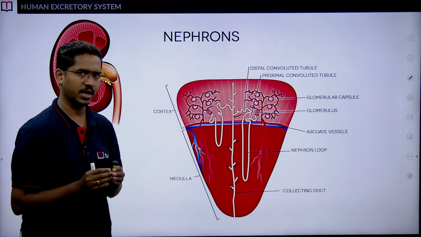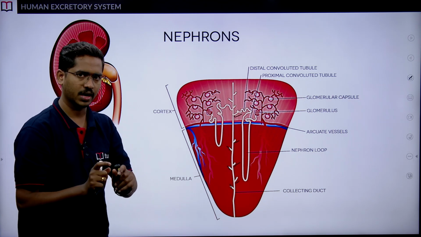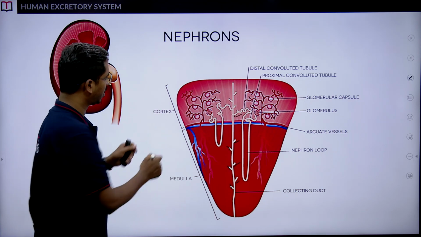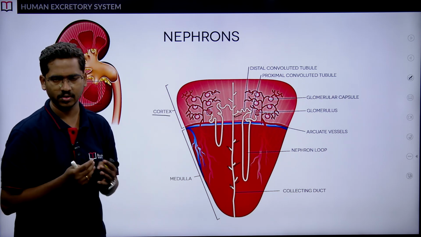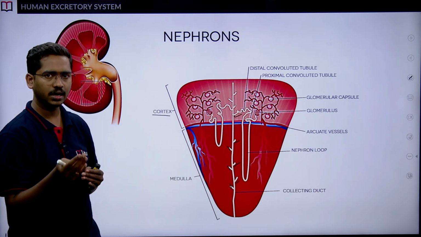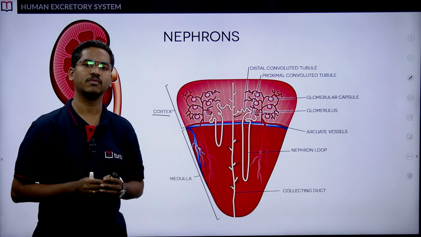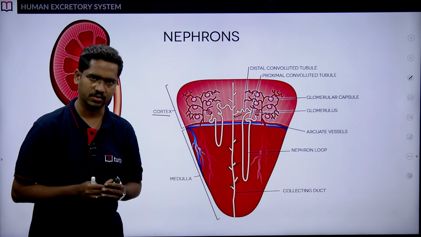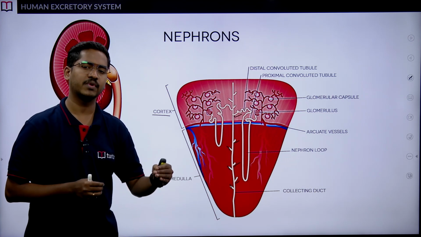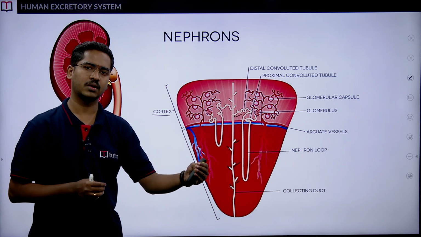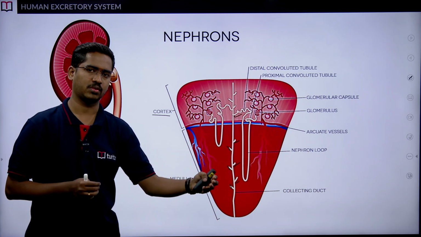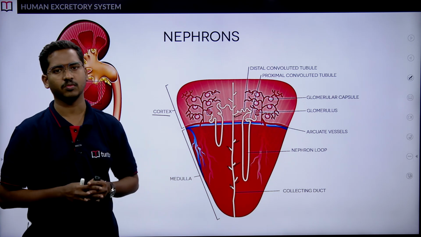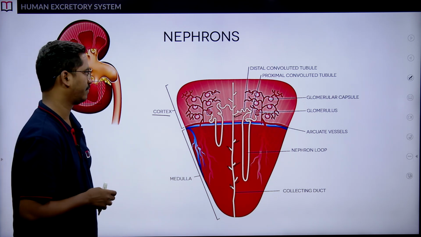So, hope you understood that inside the pyramid we have nephrons, outside the pyramid, that is cortex, we have nephrons. Even at the minor and major calyx we will find the presence of nephrons. So, at different regions we have nephrons, and they are of different types, which you will be understanding in this particular session. Fine.